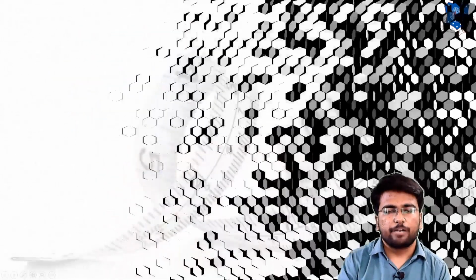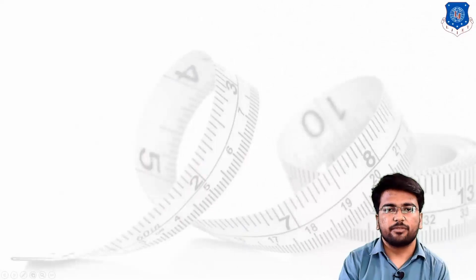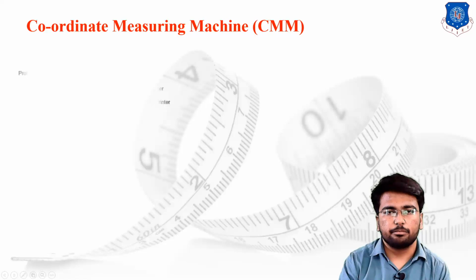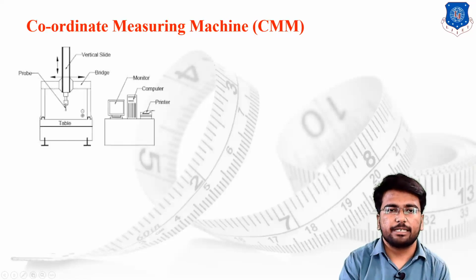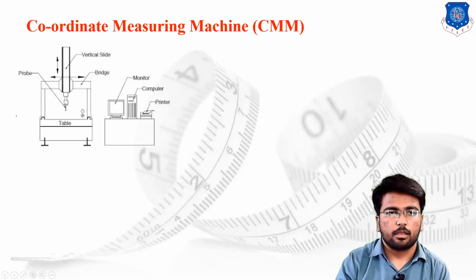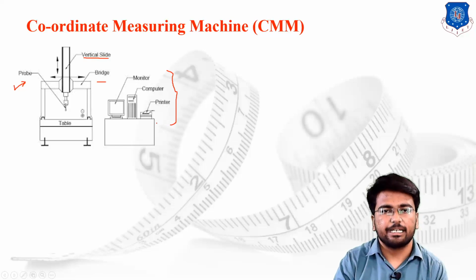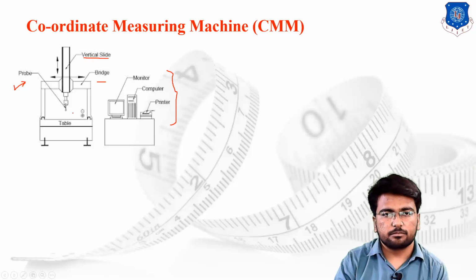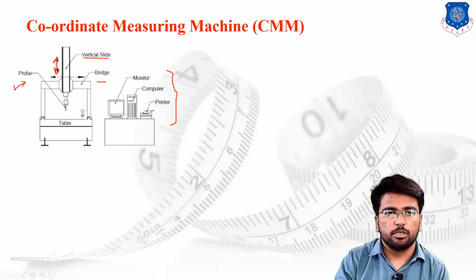Now we are going to discuss the concept of CMM, the coordinate measuring machine. The figure shows the coordinate measuring machine. The machine itself contains a probe, a vertical slider, and a bridge. Besides this machine, we need a computer setup to check the dimensions which are taken as input parameters from the CMM. The vertical slide will provide the vertical motion to the probe.